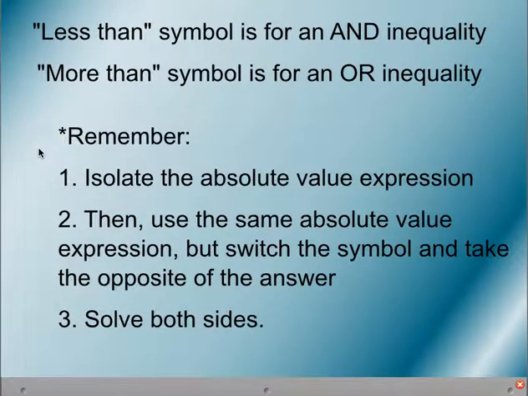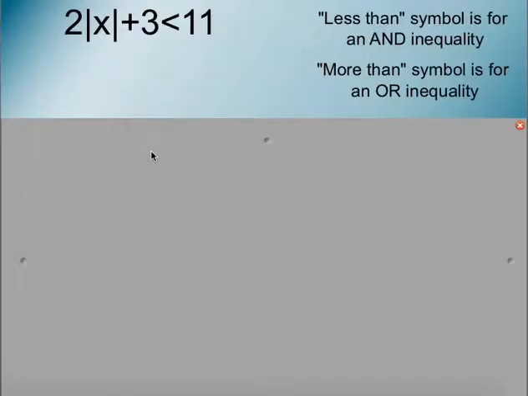So 3 steps here to do our multi-step absolute value inequalities. Number 1, you need to isolate the absolute value expression, so get those bars by itself. Can't do anything with what's inside of it yet, but just get the absolute value alone. Number 2, use the absolute value expression and then switch the symbol and take the opposite of the number. And I'll show you what that looks like in just a second if you've forgotten. And then number 3, solve both sides. So let's look at 1.